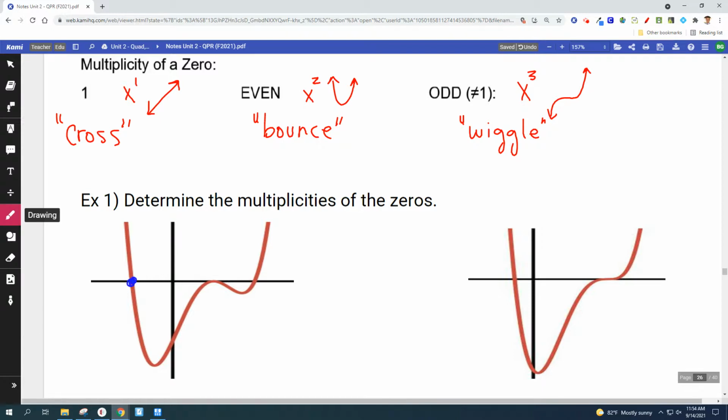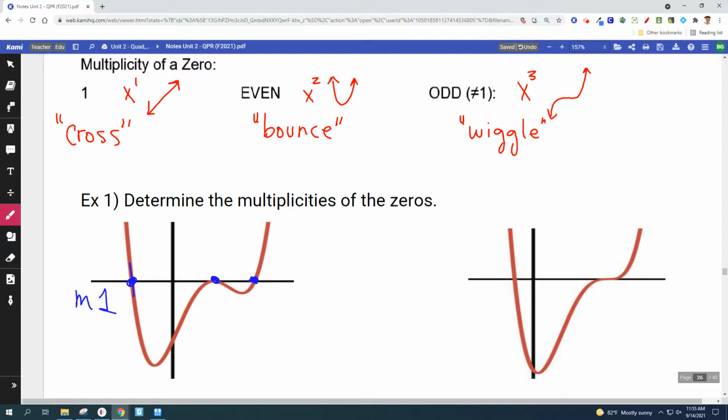So you're looking for your x-intercepts. There's one here, and one here, and one here. Whatever they are, it doesn't matter what the numbers are. We're looking at what happens at those 3 points. And so since the first one just crosses, it looks kind of like a line. That's going to have a multiplicity of 1. I'm going to call that M1.